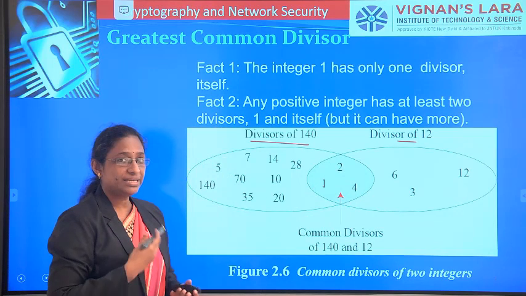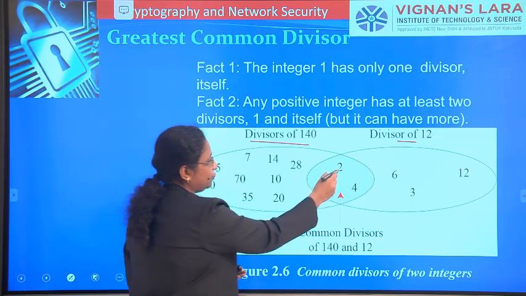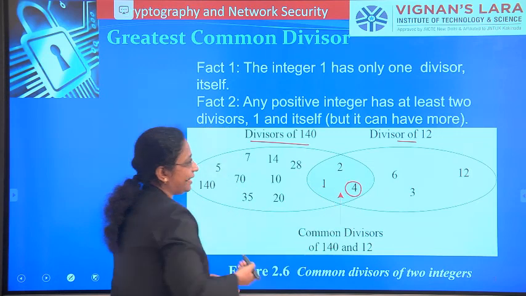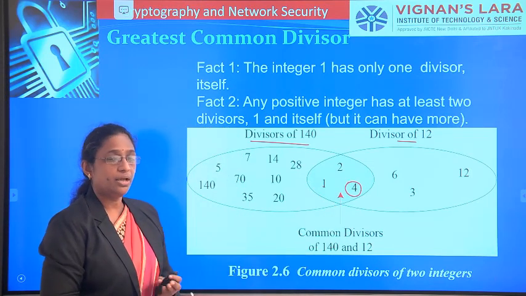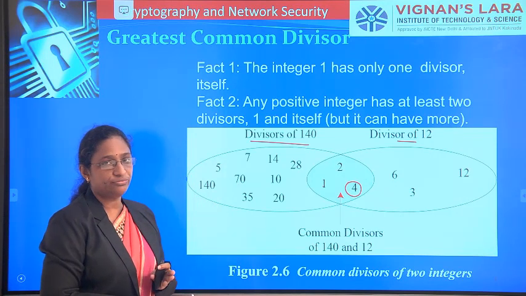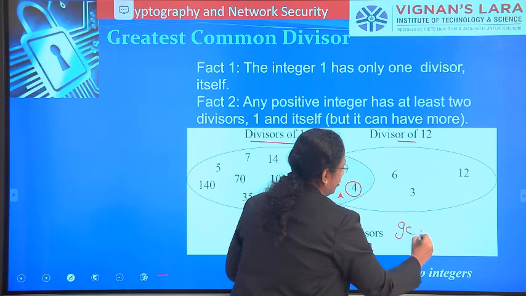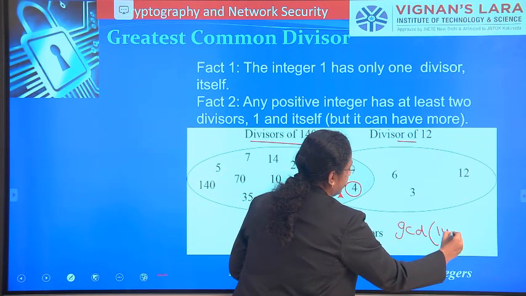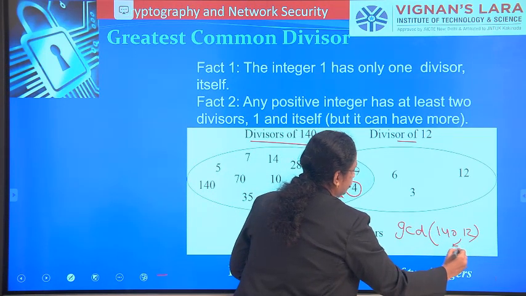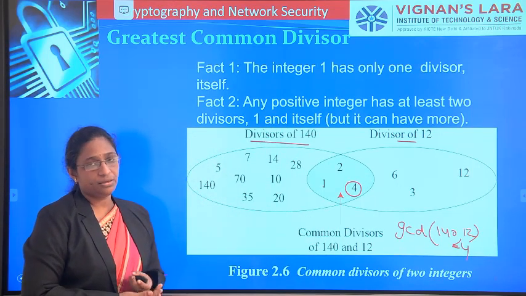And what is the greatest common divisor? Here 1, 2, 4. Here 4 is the greatest common divisor. So we can say the greatest common divisor of 140 and 12 is 4, or we can say that GCD of 140, 12 is equal to 4. So that is the greatest common divisor.